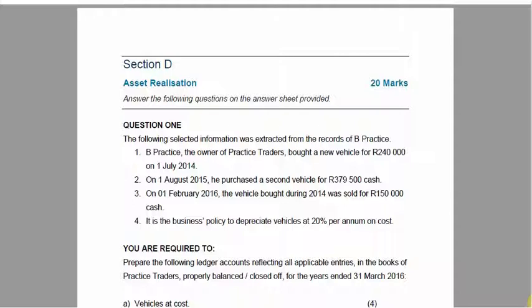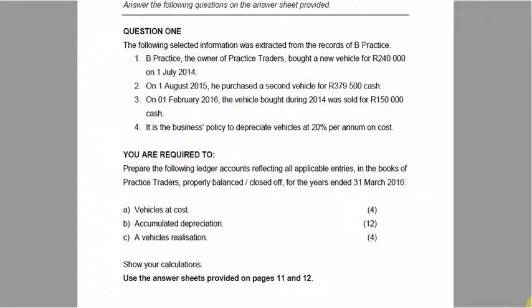The following selected information was extracted from B Practice. B Practice is the owner of Practice Traders, and he bought a vehicle for 240,000 Rand on 1 July 2014. On 1 August 2015, he purchased a second vehicle for 379,500 Rand cash. On 1 February, the vehicle brought in 2014 was sold for 150,000 Rand. So there we have a proceed.